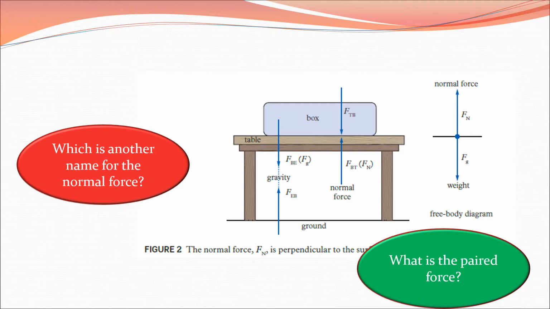So another name for the normal force we have over here. We have the force of the table pushing on the box and the force of the box pushing on the table. That's like the paired forces over there. Because the box is attracted to the Earth, the table happens to be in the way. It holds the box up to stop it accelerating towards the Earth. That's our paired forces there. That's the force of the table on the box, which is another way of thinking about the normal force.